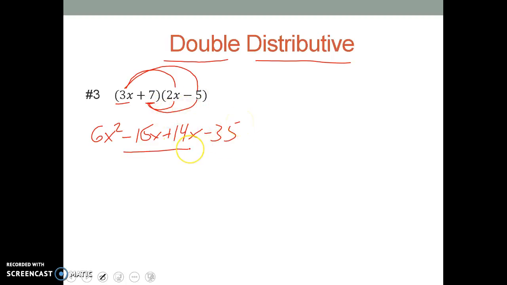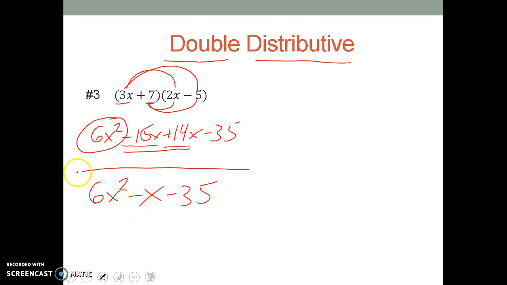And so then if I simplify the like terms, I have 6x squared here, a negative 15x and a positive 14x, that's negative 1x, minus 35. And so my final answer is going to be 6x squared minus x minus 35.